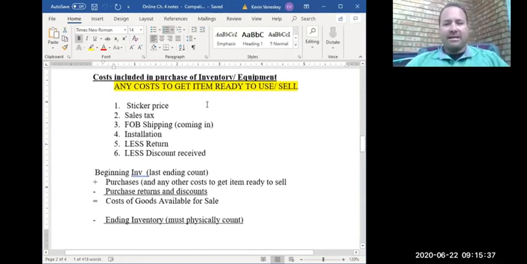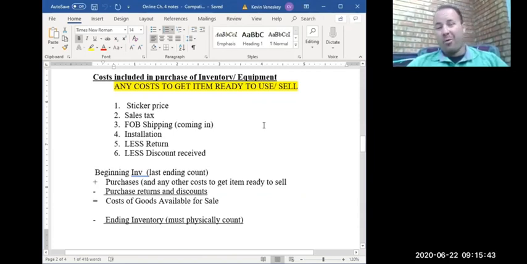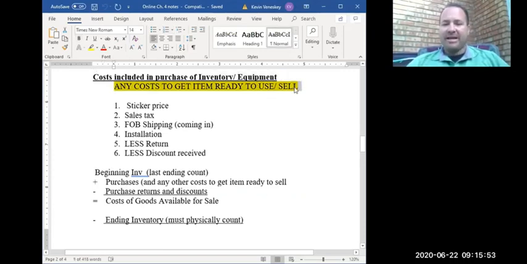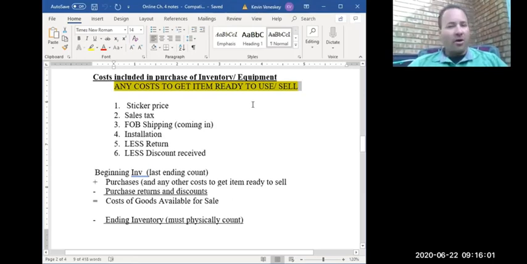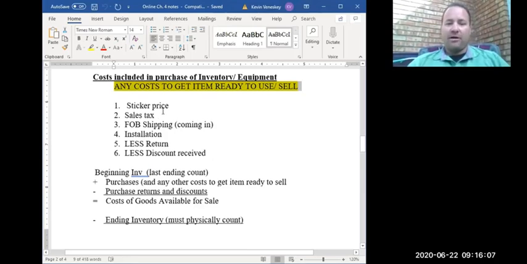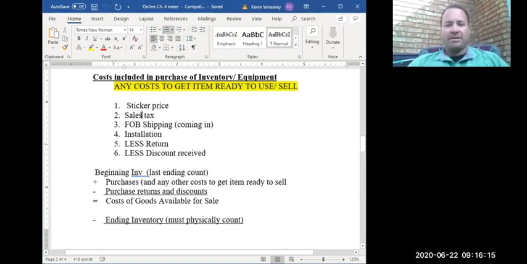Okay, so when I said that the buyer, when it's FOB shipping point, therefore it's free to the buyer only until it gets to the shipping point, that they don't have a shipping expense for the buyer, that's because of this rule in accounting: any costs that get the item to your store ready to use or sell it, if it's inventory, any cost that gets it ready is included in the base cost. So obviously the sticker price, what you bought it for.